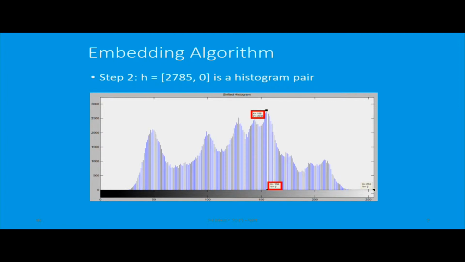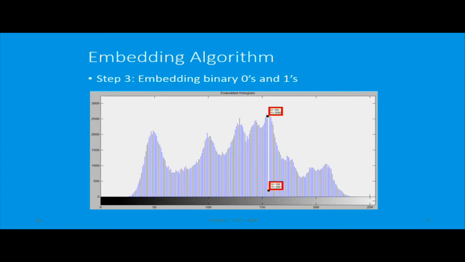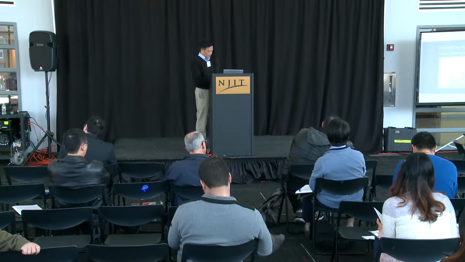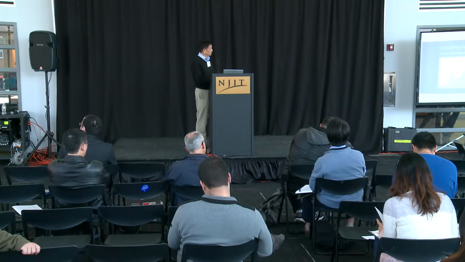Then things change, because the peak and the zero become a pair. Then we can hide the data. The way we do data hiding is that if you want to hide a binary one, for instance, you shift that value to the empty position. Otherwise, you keep it as it is. Then you record it, and you can use this space to hide the data there. Later we can completely reconstruct it.